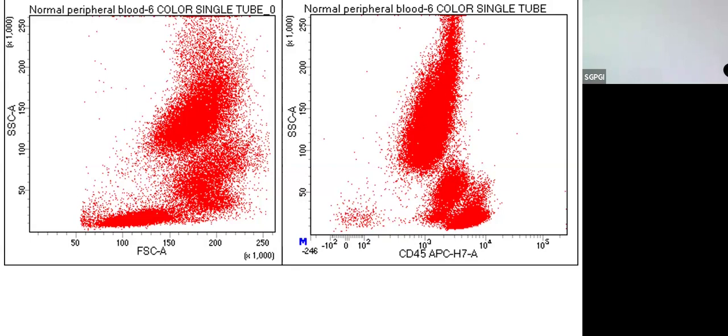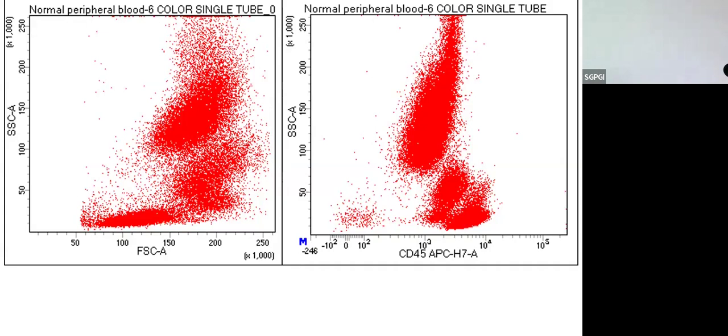Fine. In the next plot, you see it's CD45 APCH7. It says that CD45 is an antibody. It is tagged to APCH7, which is a fluorophore. Dr. Jasmita must have told you about the different fluorophores that we use, and these are antibody tagged. So if you run a sample on a flow cytometer without using any antibody, this is what you get.